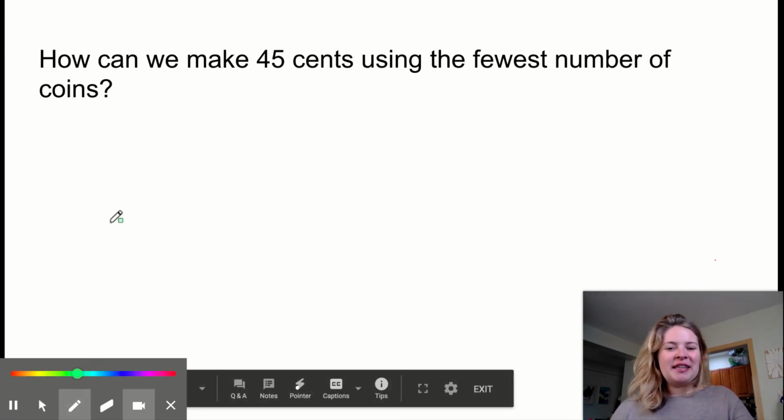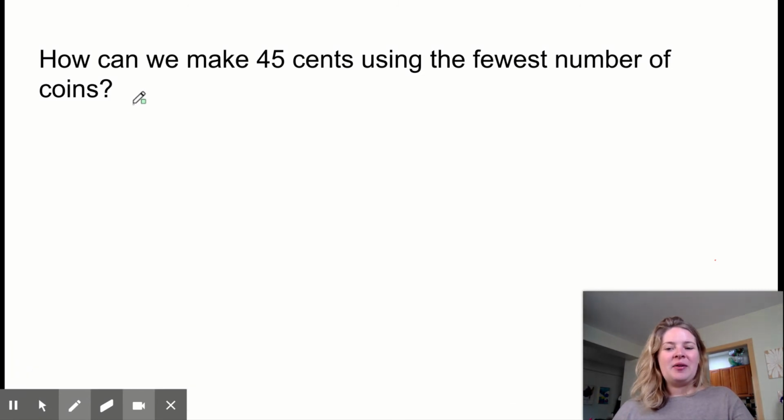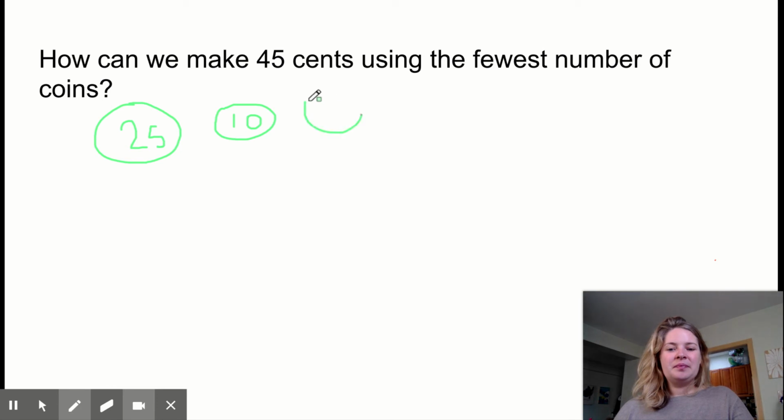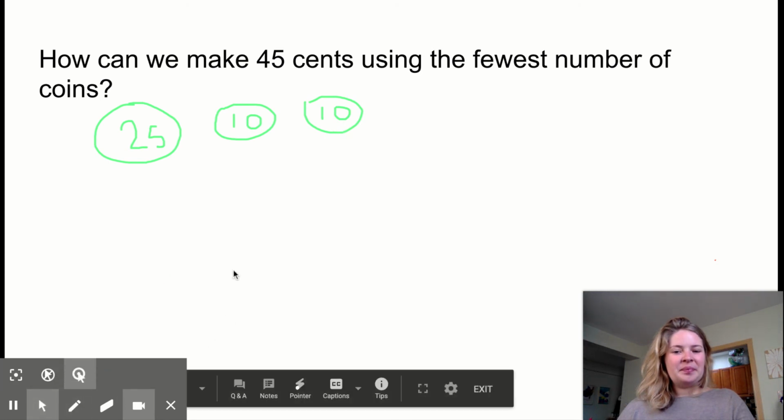The way that you would make this using the fewest number of coins is a quarter, which is worth 25, and 2 dimes, which are each worth 10. $25, $35, $45. Good work.